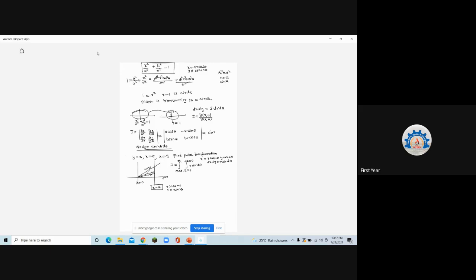Evaluate the double integration from 0 to a by root 2, and integration from y to root of a square minus y square, of log to the base e of x square plus y square dx dy.